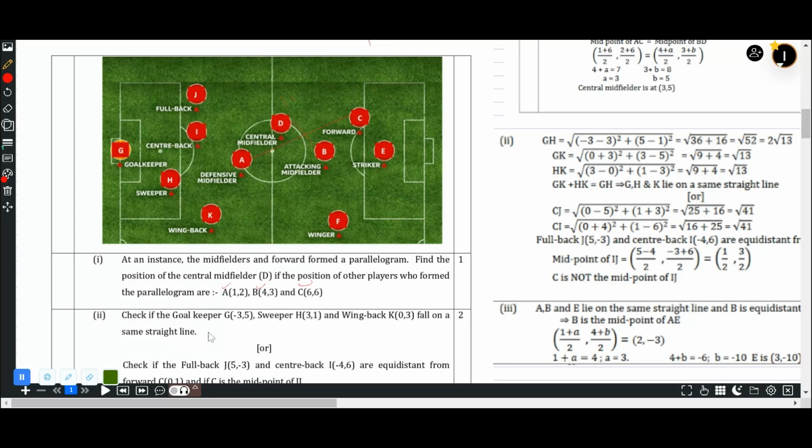Now next question था, check if the goalkeeper G, sweeper H and wingback K, तो कहाँ G, H and K, they are in the same line. तो तीनों के coordinates आपको दिए हैं, तो same line में कैसे निकालेंगे? आप GH, HK और GK के distance निकाल लीजिए. If GH plus HK is equal to GK, that means they are in the same line.